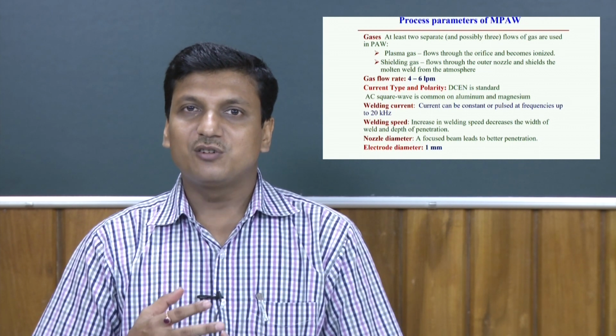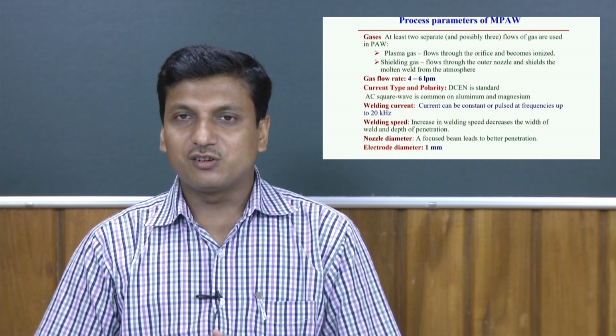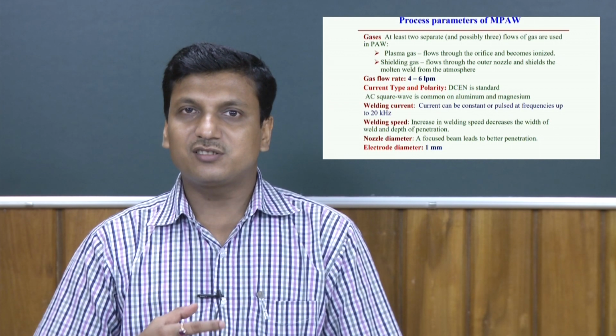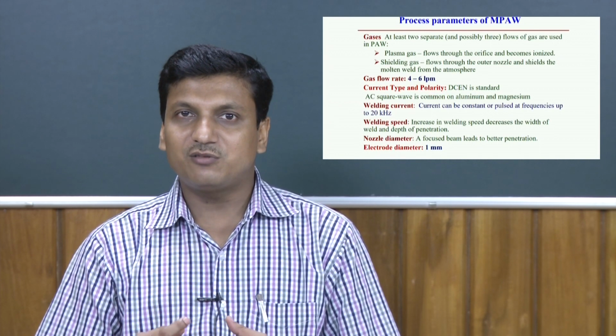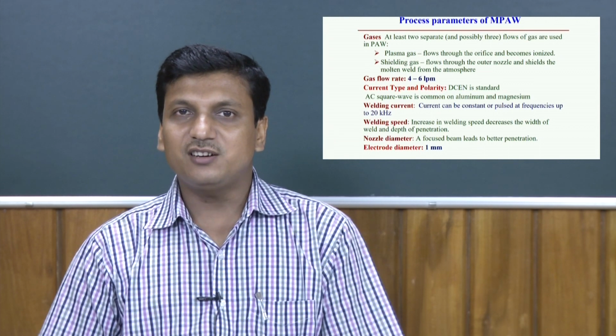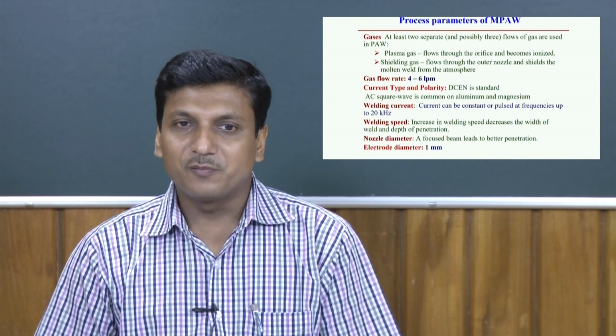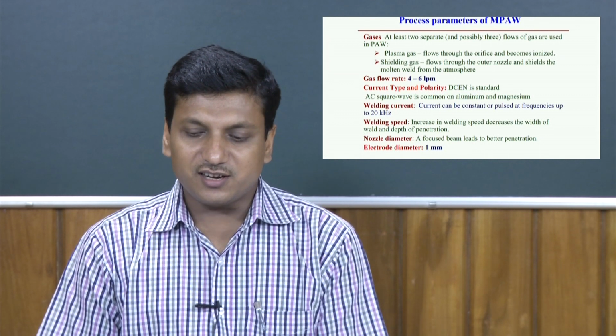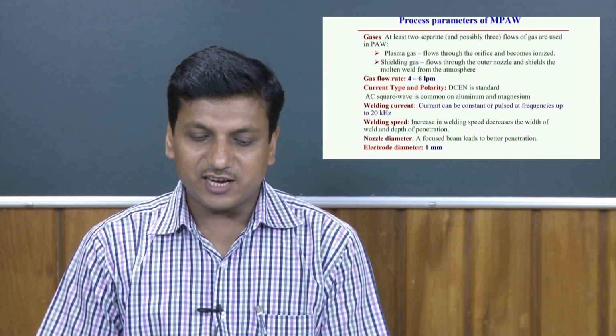So, that actually happens in one cycle. During one cycle, the heat generated on the one side acts as a cleaning action for the oxide layer, very specific to aluminum. For the welding current, a frequency of 20 kilohertz can be used.